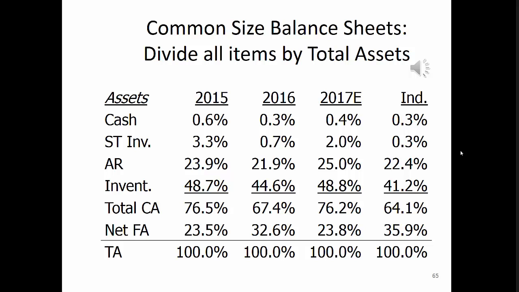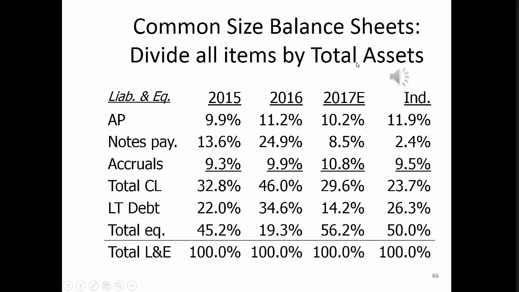And if you look at the cash in 2016, that's about 0.3% of the total assets. For the liability and equity part of the balance sheet, same idea. You want to divide every item by the amount of total assets.